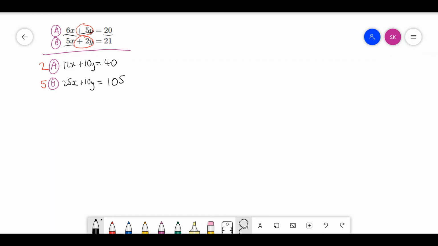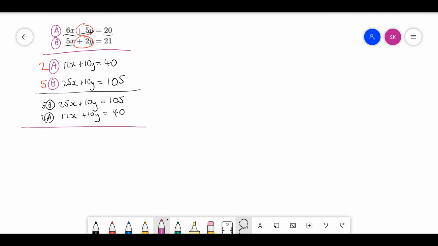Now this is one of those situations where it would actually be easy if I'd written B on top of A. So I'm going to take the time to write it out again nicely. And now, when I come to add or subtract, it's going to be cleaner because the bigger equation with the bigger numbers is on the top. That was my top tip from before. So to get rid of these 10y's, I've got positive 10y and positive 10y. I'm going to be subtracting.